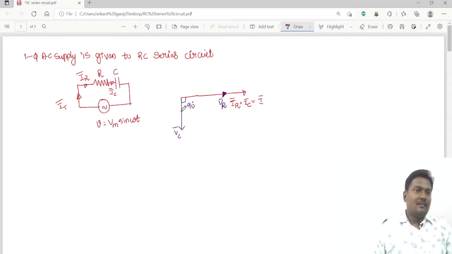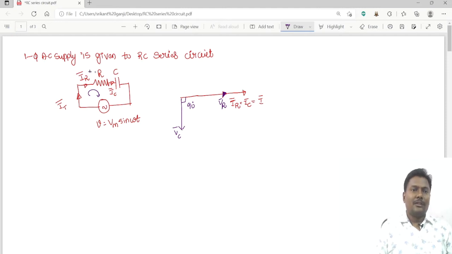Coming to the next concept, a single phase AC supply is given to an RC series circuit. Here we are applying an instantaneous value of the AC voltage, V is equal to V max sin omega t, and the current delivered from the source is I total. The current flowing through R is IR, and the current flowing through C is IC. In a series circuit, the current is the same.